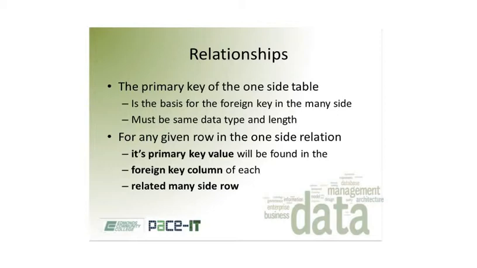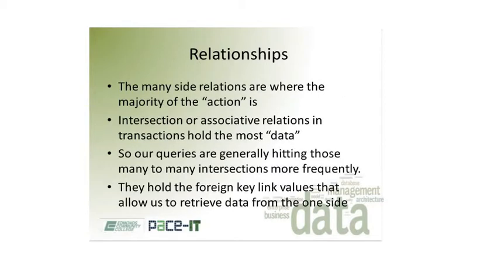Another interesting aspect of relationships is that you'll find that the many-side relations are where the majority of the data and therefore the action is. In fact, your intersection or associative relations in transactions hold the most data. So a given customer may have placed 20 orders. Let's assume that each of those orders has 5 ordered items on it. That would give me 100 rows of data in the order item table relative to the 20 orders that were placed by the one customer.